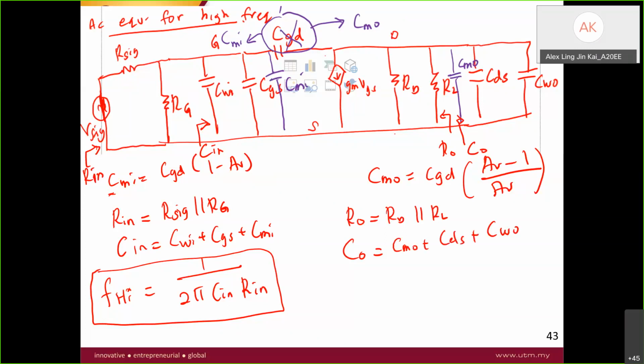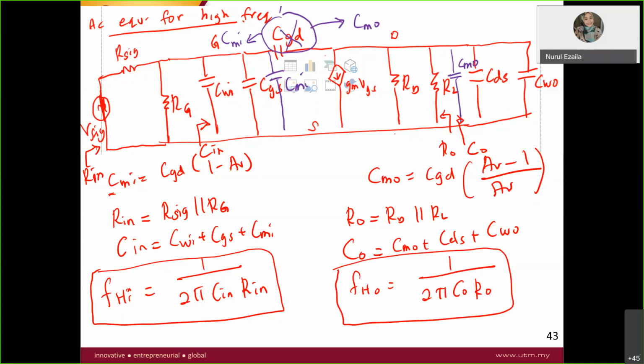Yes, C out. So FH due to the output is equal to 1 over 2 pi C out R out. So this is the FH out. High frequency due to the output and due to the input. So this is done for the high frequency.